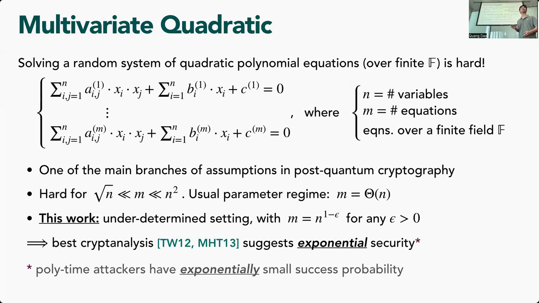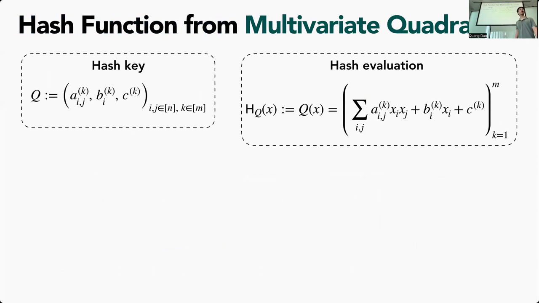slightly polynomially less than the number of variables, for any epsilon greater than 0. And the best cryptanalysis prior to this work suggests that this setting of MQ satisfies exponential security. By exponential security, I mean that polynomial time attackers should have exponentially small success probability. Okay, so this is the notion that we're working with. Good. So let me say how we can hash from MQ.